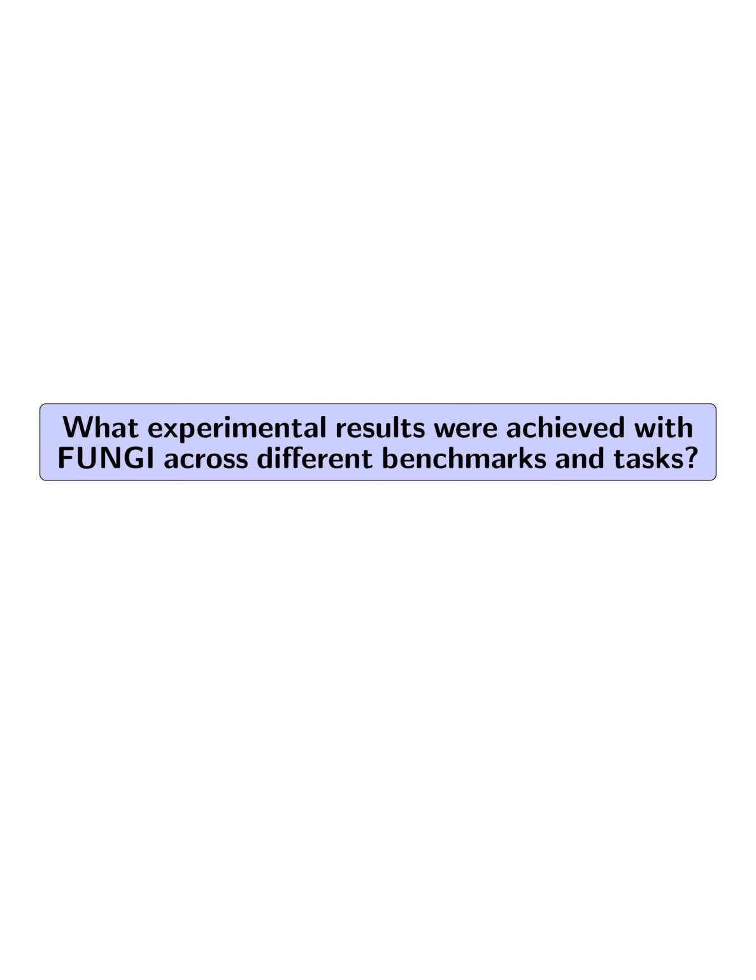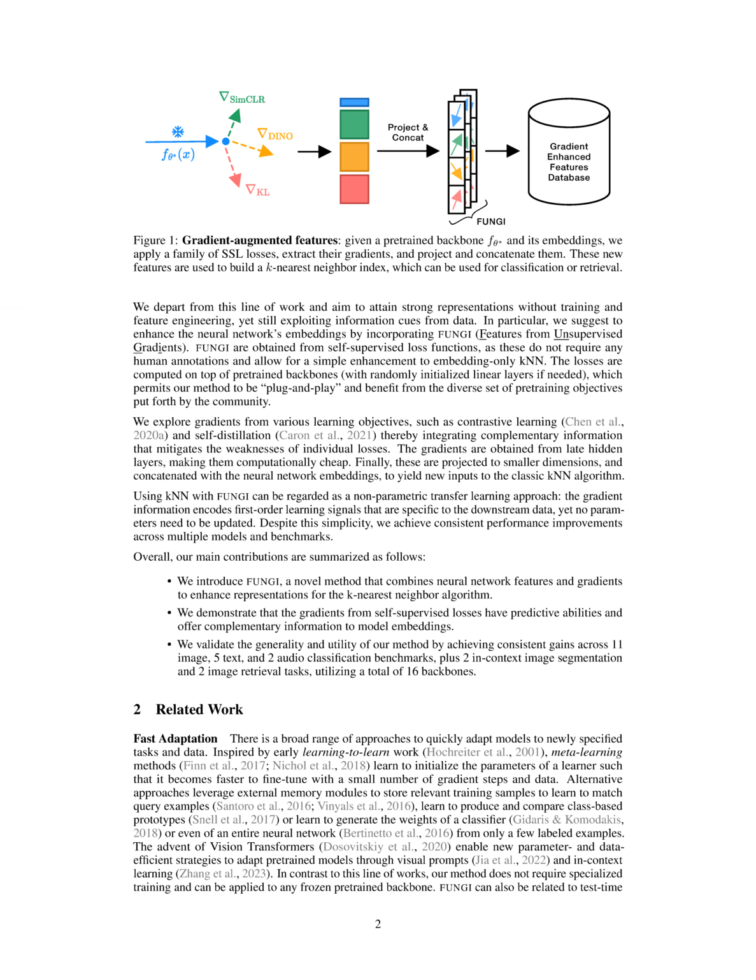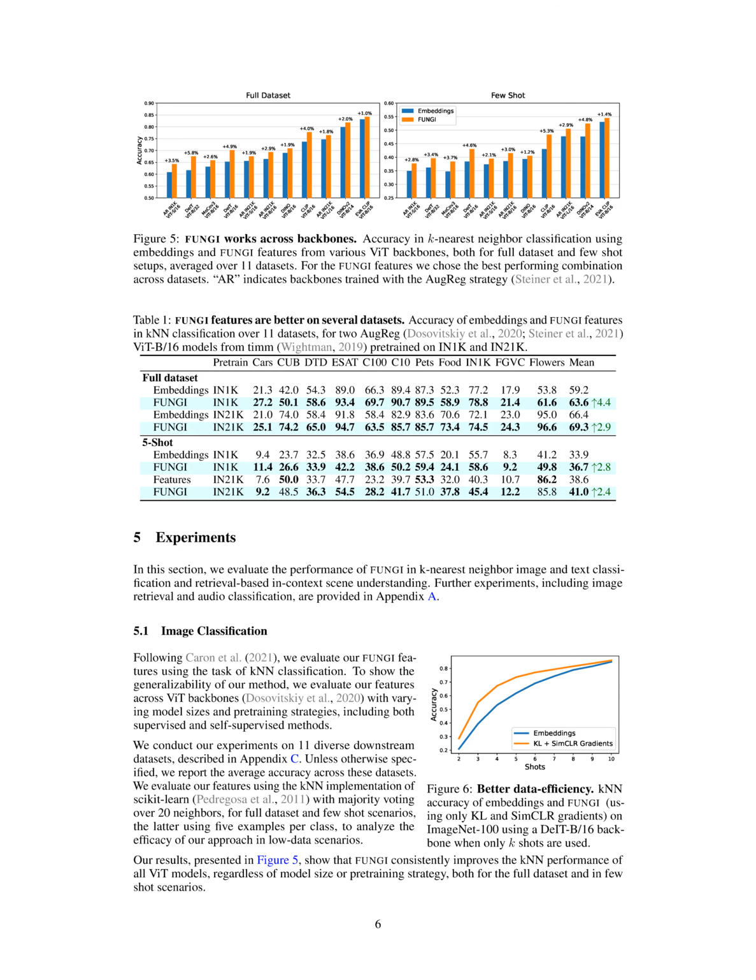What experimental results were achieved with FUNGI across different benchmarks and tasks? Experimental results achieved with FUNGI across different benchmarks and tasks include consistent performance improvements across 11 image, 5 text, and 2 audio classification benchmarks, as well as 2 in-context image segmentation and 2 image retrieval tasks. FUNGI demonstrated significant enhancements in k-nearest neighbor (KNN) classification for various ViT backbones with different model sizes and pre-training strategies, achieving consistent gains regardless of the model used.